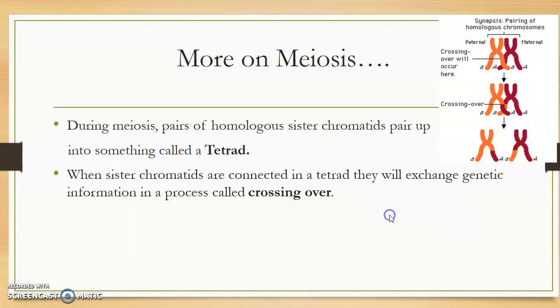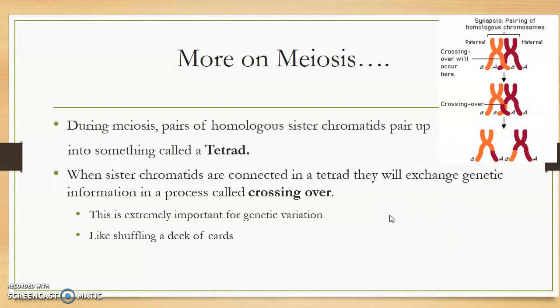Why is this important? Well, what this allows for is that very important thing called genetic variation. It's like shuffling a deck of cards. If you've ever played poker before or any card game, you know in between rounds you have to shuffle up the deck because you don't want to get the same cards again. Well, when you make a new human or a new organism through sexual reproduction, we don't want them to be the same as the original.